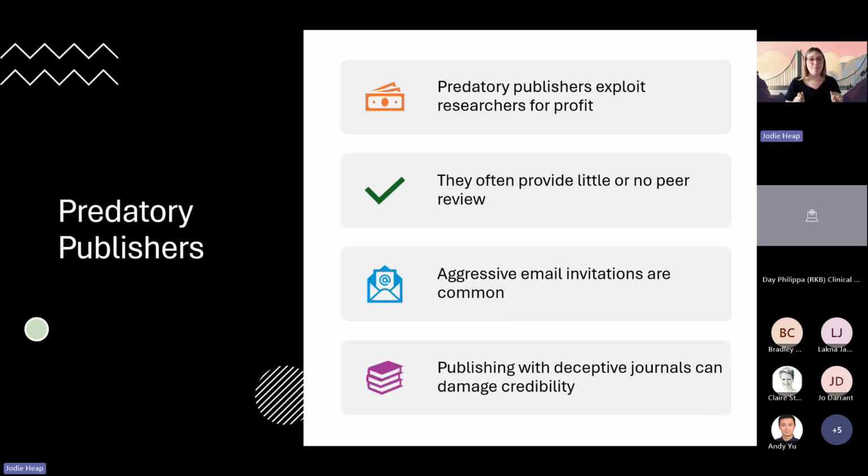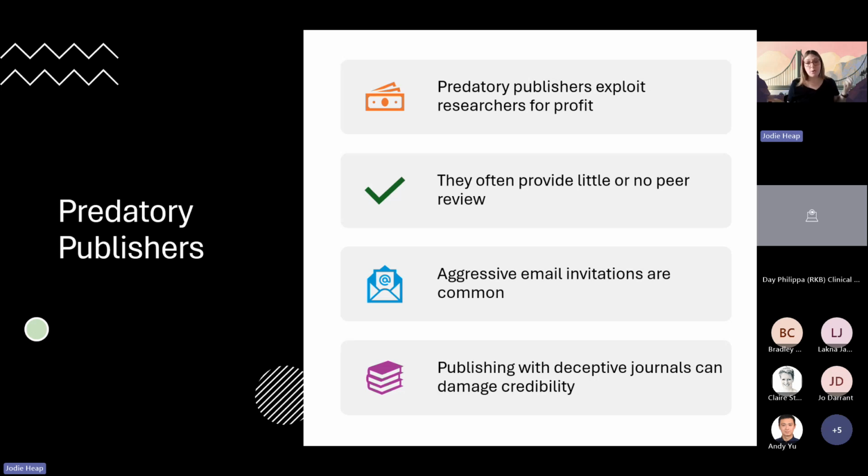This is where predatory publishing does come into the conversation a little bit. I'm not going to spend too much time on this, but unfortunately, predatory publishers do exist, and they are for profit and aggressive in how they get there. What they will typically do is approach early career researchers. They will send aggressive email invitations.